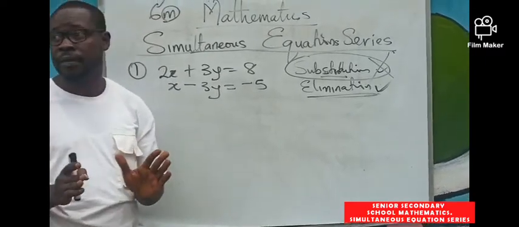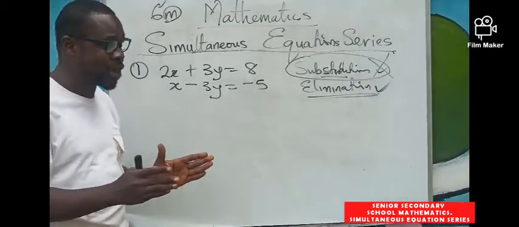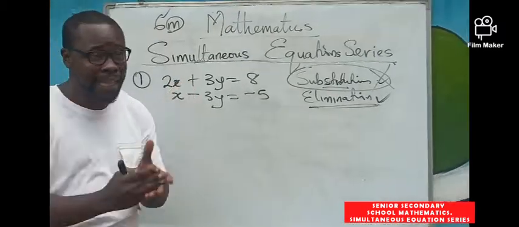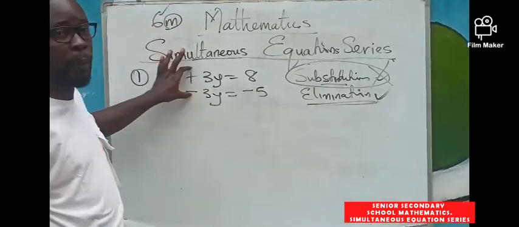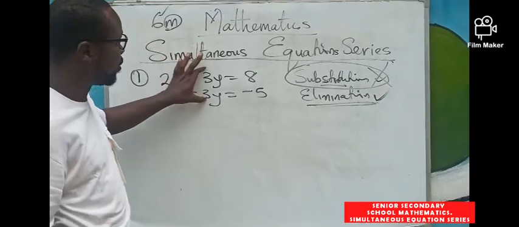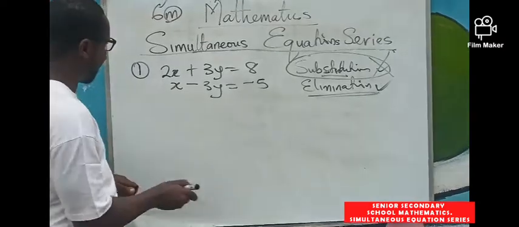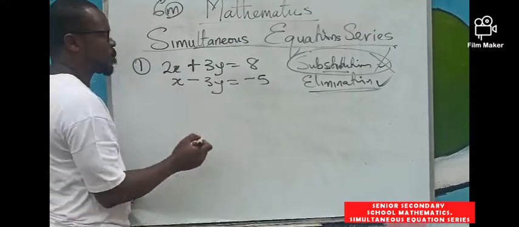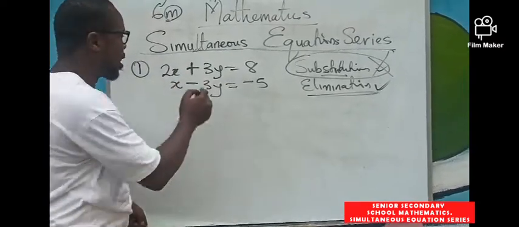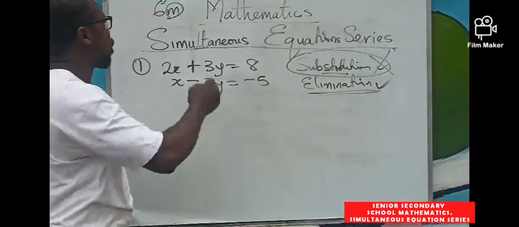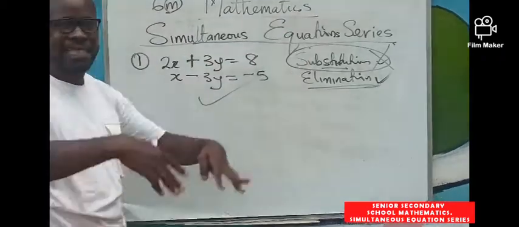For these conditions to be met, the signs must be opposite and the coefficients must be equal. Looking at this, the sign here is plus, the sign here is minus. 3 is here, 3 is here. That means the condition is met.